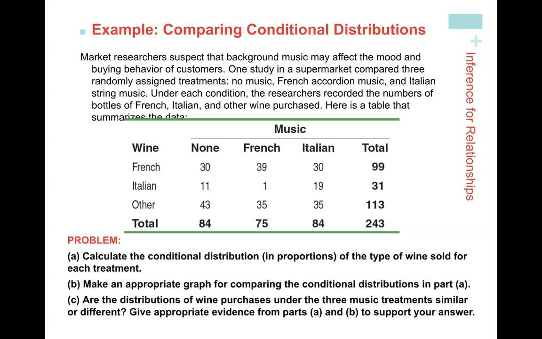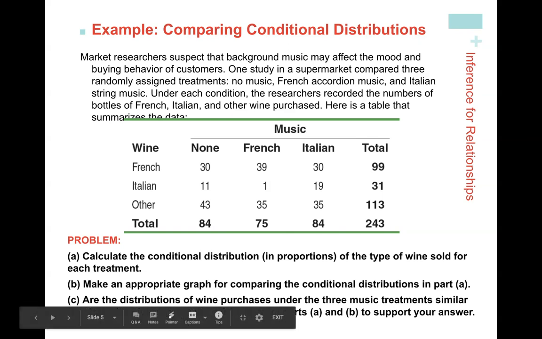So there's decimals of the type of wine sold for each treatment. Remember where the conditional distributions are. Those are within this column, holding the treatment the same. So that would be these 30, 11, and 43. Then this treatment, you have 39, 1, and 35. So you're just turning these into percentages. The conditionals are inside the table, and the marginals are the ones in the margin or outside the table.